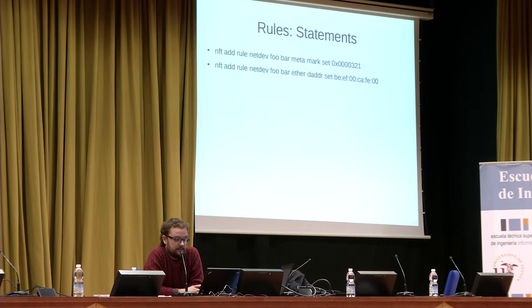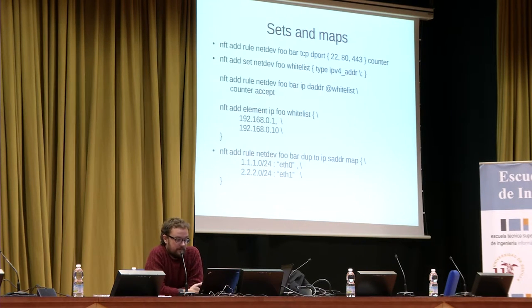So what we have here is we are setting the mark value, and in the second example, what we are doing is that we are mangling the destination Ethernet address. So we also have the payload mangling capabilities. We also have the set of maps. So the first example shows how to define literal sets.